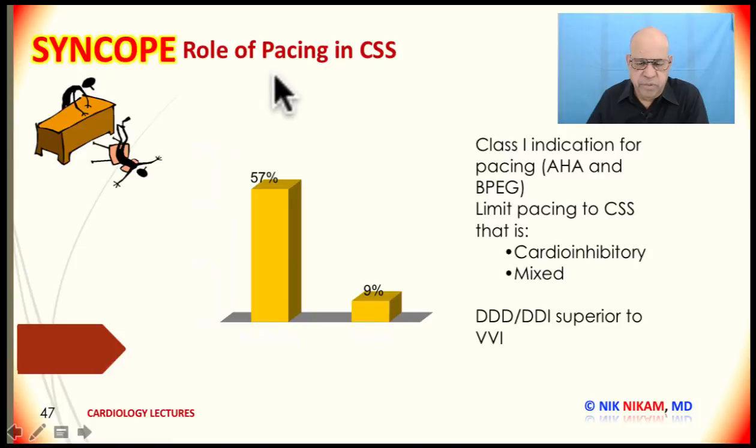Here's an example of pacing in patients with carotid sinus syndrome. And you can see those patients who were paced had 9% incidence of adverse events such as syncope compared to those who were not paced. So there is a role for a pacemaker such as DDD or DDI pacemaker in a patient with hypersensitive carotid body.